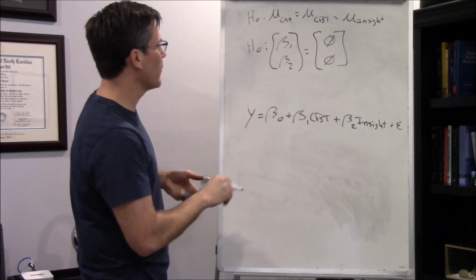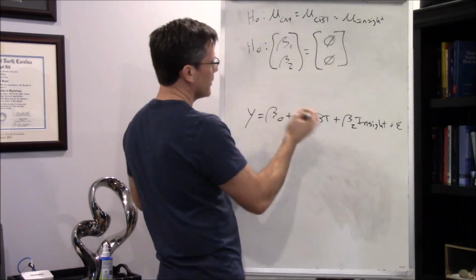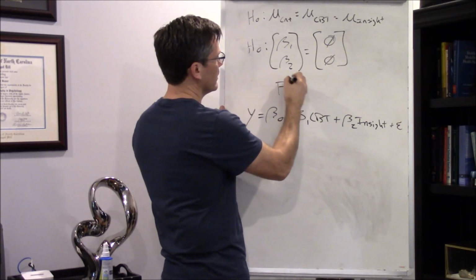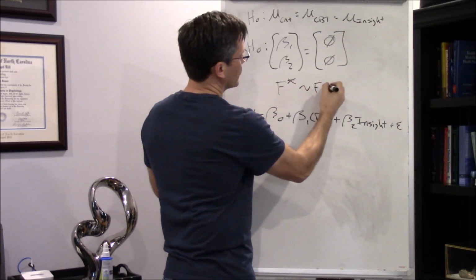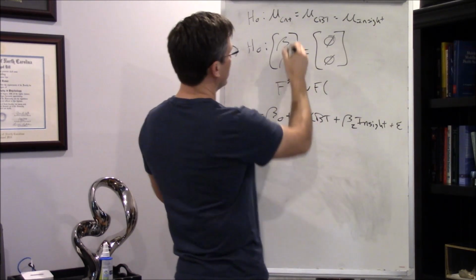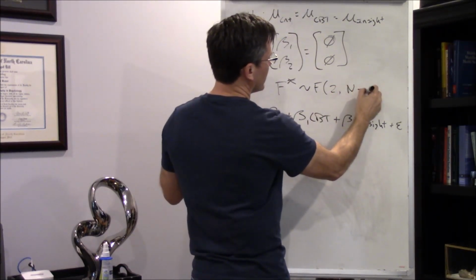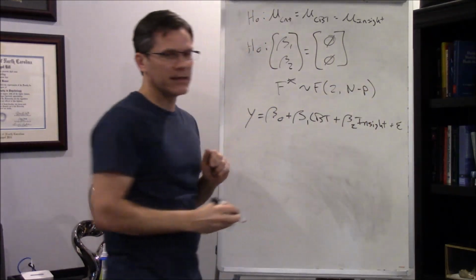When we do that, I'm not going to go into the details of where that comes from, but we're going to get an F statistic, and that's going to be distributed with an F distribution with the number of parameters as the numerator degrees of freedom, and then the n minus p as the denominator degrees of freedom.